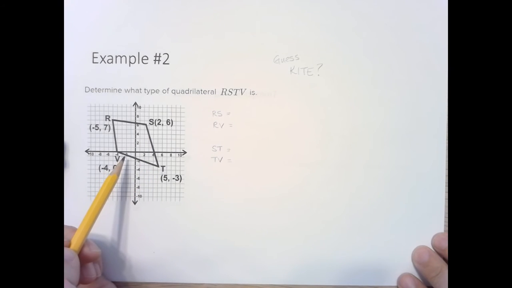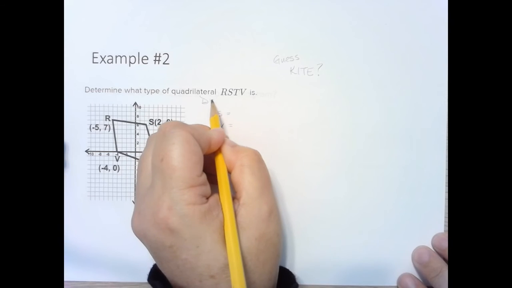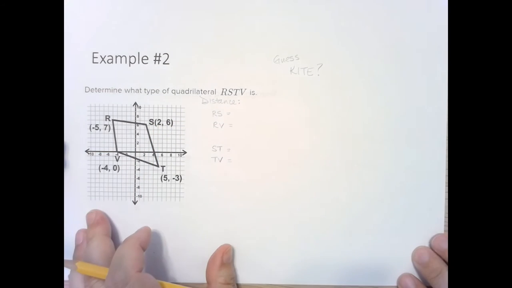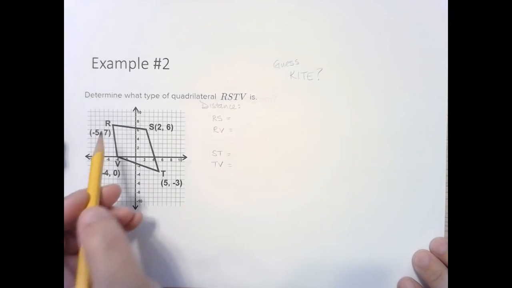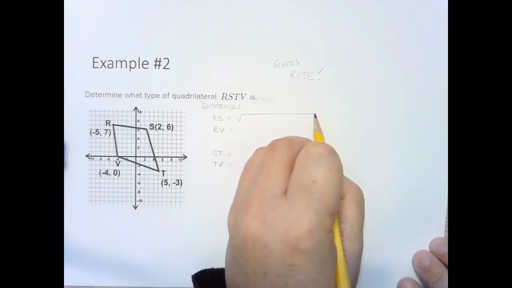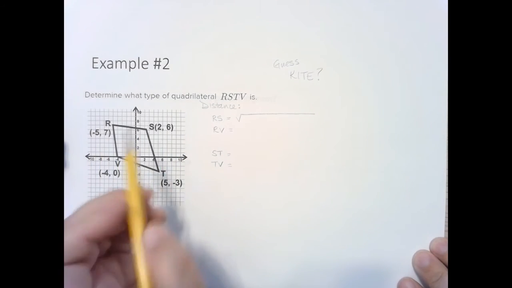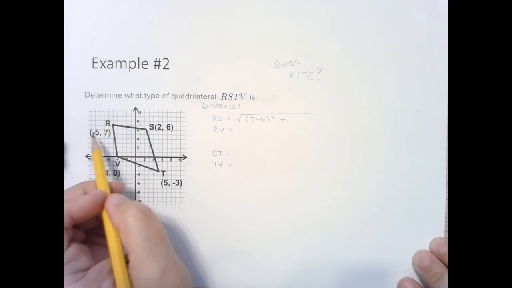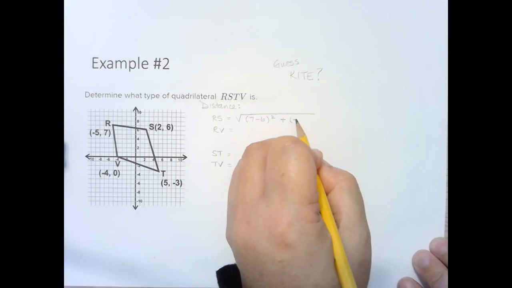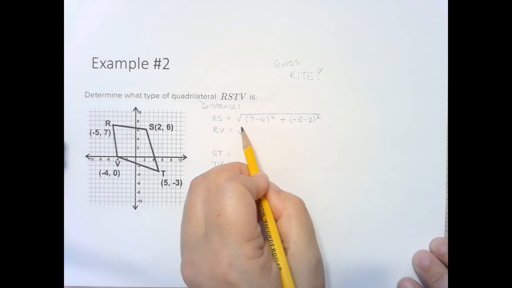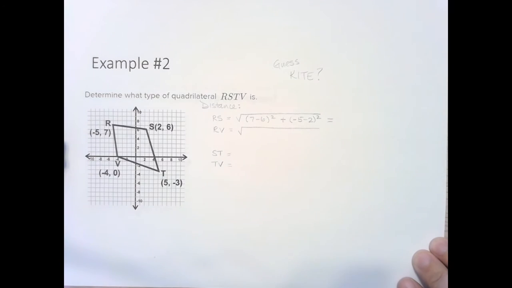That would be my first calculation if I think I'm dealing with a kite. Because if I am, I'm done. Okay, so let's start with that. R to S, I'm going to find the distance. So I'm going to do 7 minus 6 squared, and then negative 5 minus 2 squared, and then take the square root. I'll do that at the very end, like I did in the last problem.